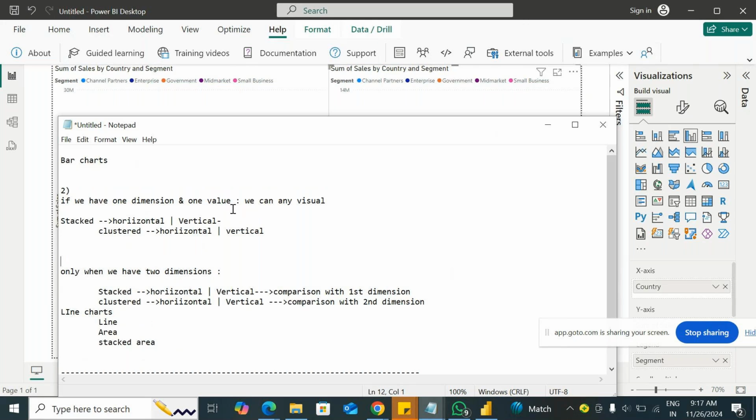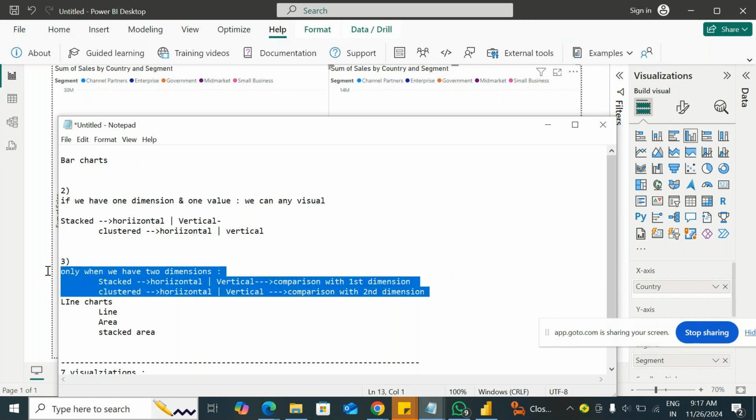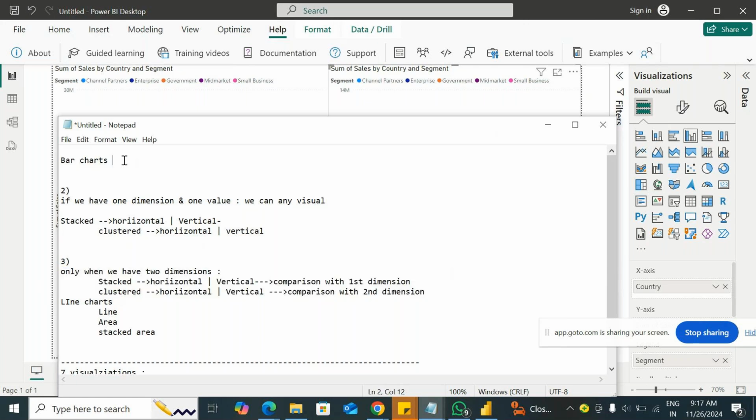As a third point, whenever we have two dimensions, we use a stacked bar to compare with the first dimension. Though you have two dimensions, still your focus is to compare with the first dimension. Then we are going to use a stacked bar. And similarly, though we are using two dimensions, if our focus is to represent a comparison on the second dimension, then we are going to use a clustered bar. What do you mean by that? I will explain now.